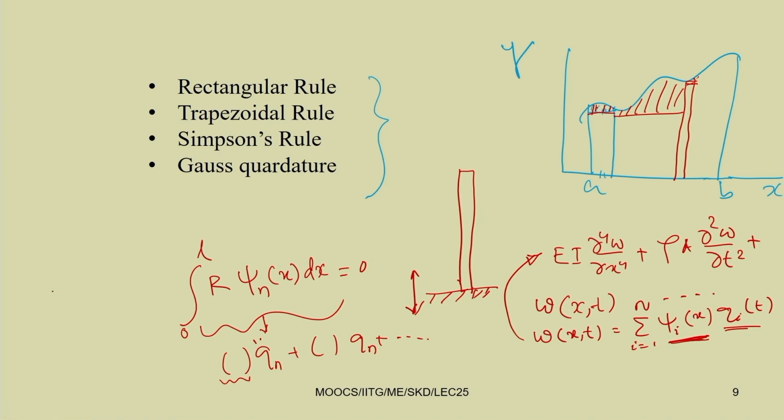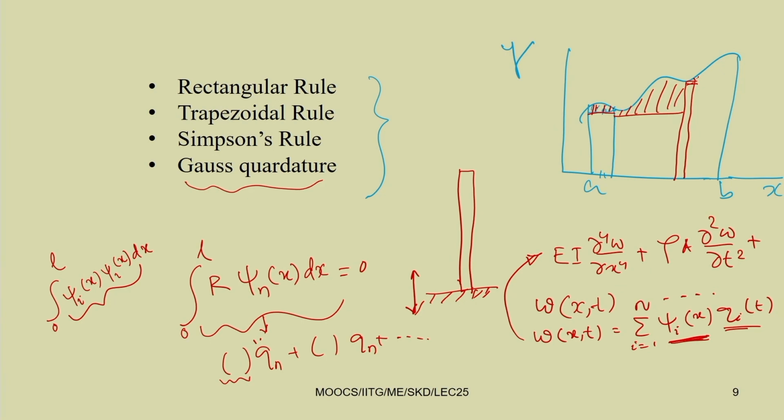For example, one term may be like this: psi i x into psi i x dx, integration 0 to L. So, this type of integration will be there. In that case, you must be able to find this integration. Sometimes you may use the Gauss quadrature method to find this integration.